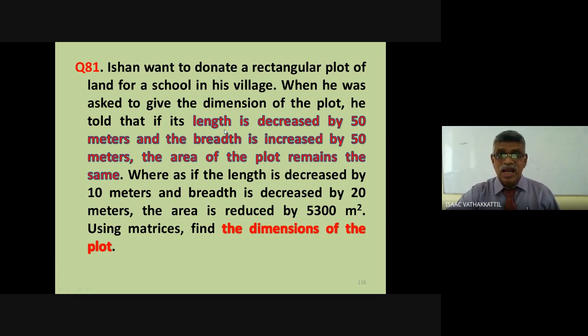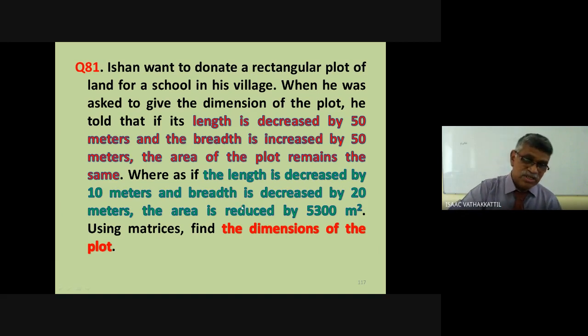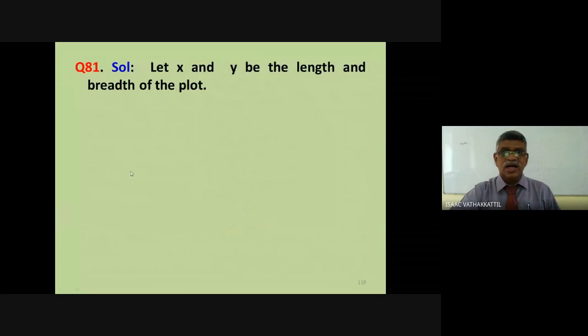Now from here, the length is decreased by 50 meters, the breadth is increased by 50 meters, and the area of the plot remains the same. Further, the length is decreased by 10 meters and the breadth is decreased by 20 meters, and the area is reduced by 5,300 square meters. So how will you start?